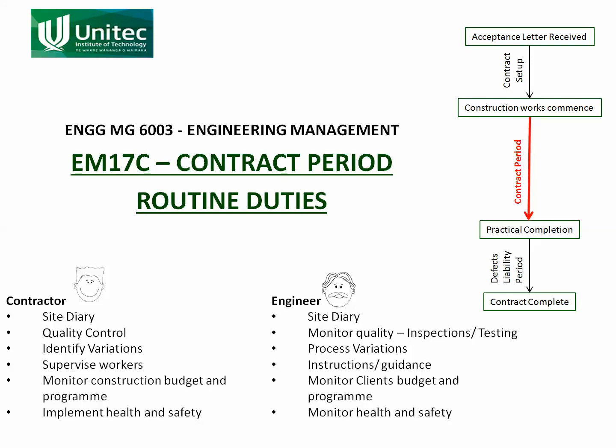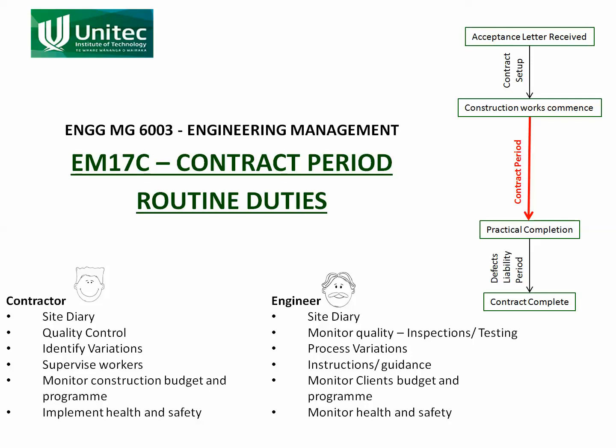The contractor, because he's a project manager, is monitoring the budget and program. His budget is what he put in his tender. He wants to bring the project in under budget. So if he put $1 million in for his tender price, he wants to bring it in less than that, otherwise he doesn't make a profit.